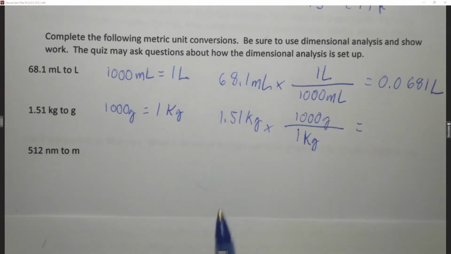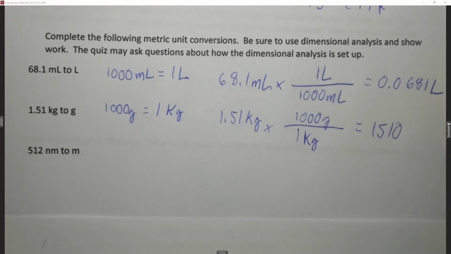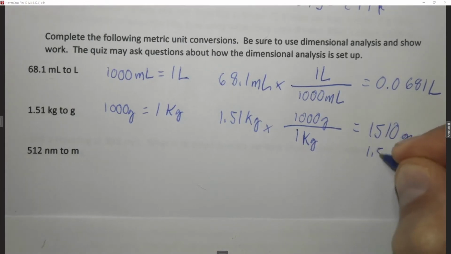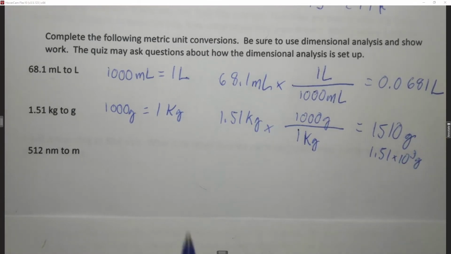So now when we do that, what we end up with is 1510 grams. Technically speaking, if you still wanted this to be 3 sig figs, you should write 1.51 times 10 to the 3 in scientific notation, grams. And we talked about that earlier.